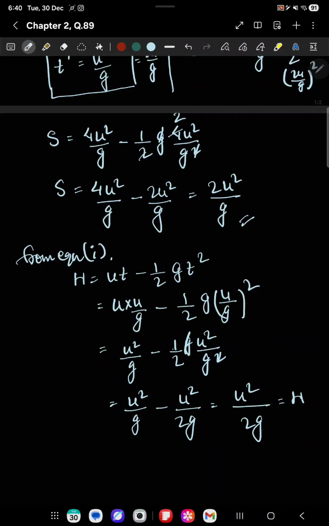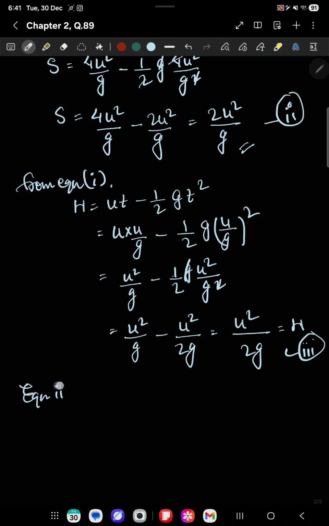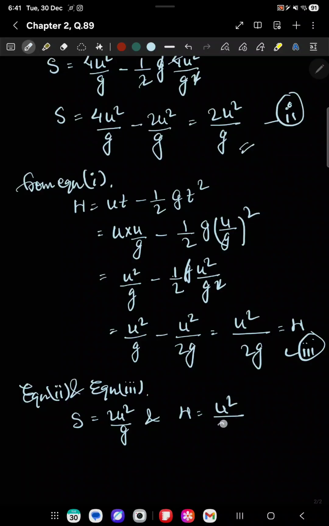So if we just equate these values, suppose this is equation 2, this is equation 3. So what we have got from equation 2 and equation 3 is s equals 2u square upon g and h equals u square upon 2g.